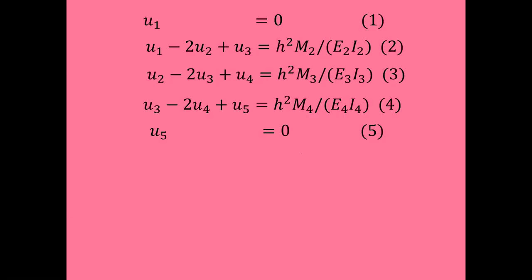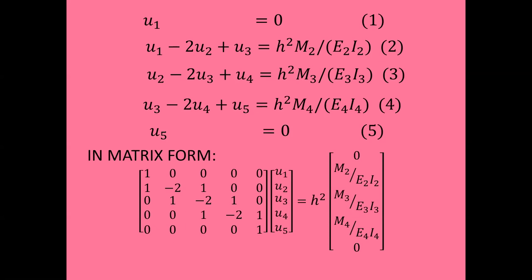The value of u1 is 0. The value of u5 is also 0. This is because the ends of the beam are constrained, because they are simply supported, and the unknowns are u2, u3 and u4. These 5 equations can obviously be arranged in a matrix form. So what we get is the equation in the matrix representation.